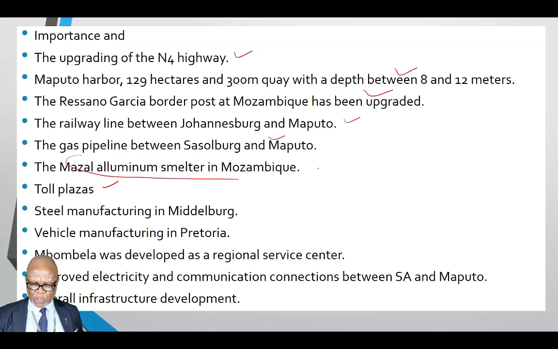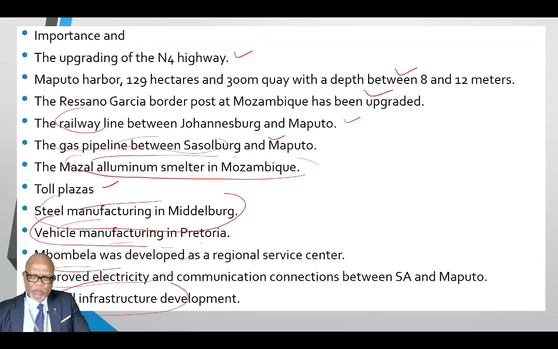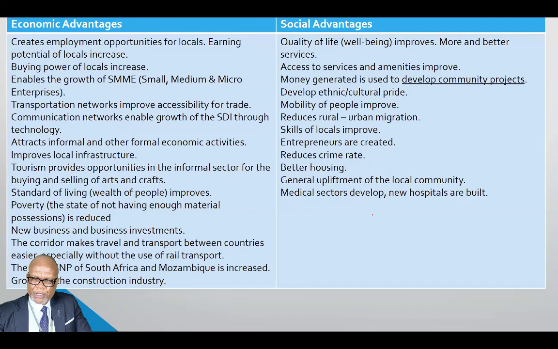You have Mozal aluminum smelters. They are found along the Maputo corridor. You have a gas pipeline that you get there. Railway. So these are also economic activities that you find along here. There's steel manufacturing in Middelburg, vehicle manufacturing in Pretoria. Bombela also has services there. This has resulted in improved electricity because there are many industries there, and this results in overall improvement and development of infrastructure.